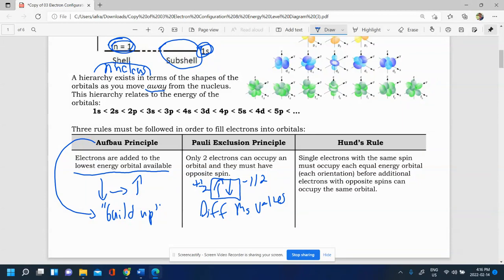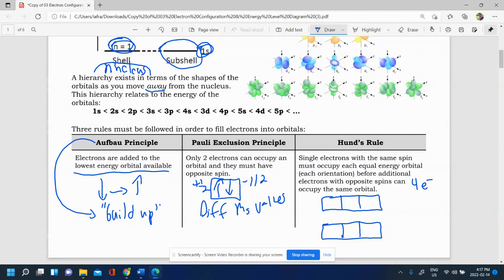The other rule to follow is something called Hund's rule. So I'm going to show you what Hund's rule is. We're going to read it out here, and then we're going to try to do it. You have to visualize Hund's rule as opposed to just understand it, or it's hard to understand just from the statement. So single electrons with the same spin must occupy each equal energy orbital, or each orientation, before additional electrons with opposite spins can occupy the same orbital. So I'm going to fill out these subshells here, the p subshells, the correct way and the wrong way to show you how Hund's rule is applied.